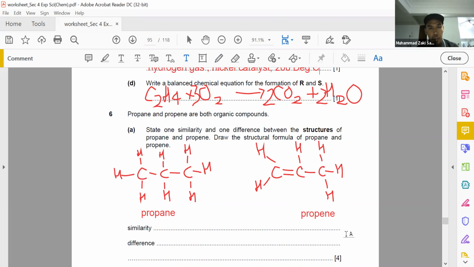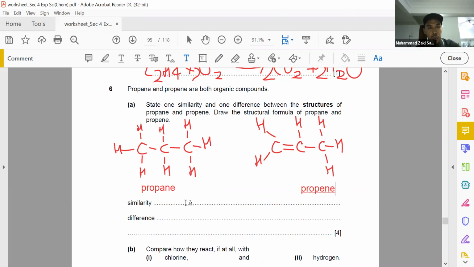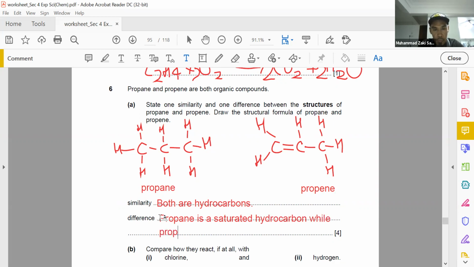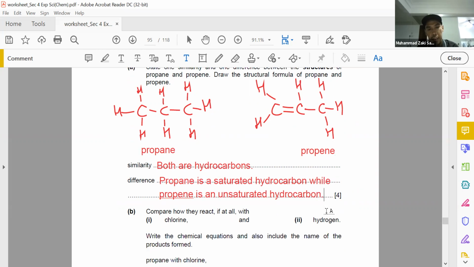Okay. Right. What's the similarity between these two? So both are hydrocarbons. The difference is propane is a saturated hydrocarbon, while propene is an unsaturated hydrocarbon. Okay? Okay, next, let's move on.